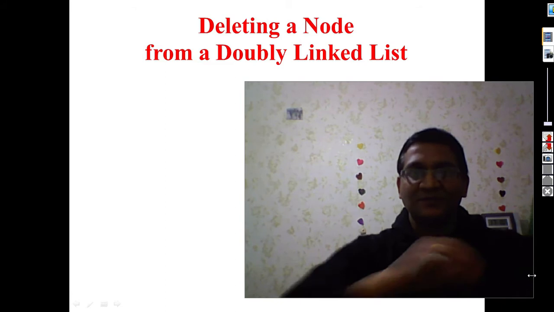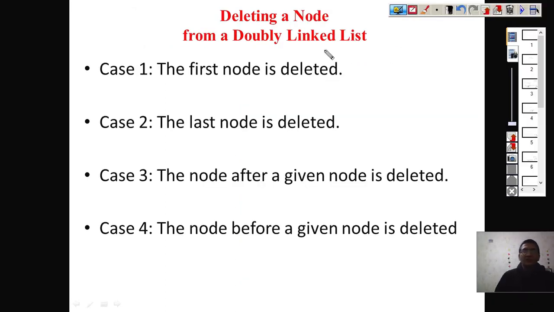So let's start. When we say deleting a node, certain cases are possible. It may be the first node you are interested in deleting, it may be the last node, or it may be any node at some position or at some index, meaning any node between the first and last node. You may be interested in deleting any node after a given node or before a given node. So these third and fourth cases refer to any node between the first and last node. Let's see how we will do these operations.